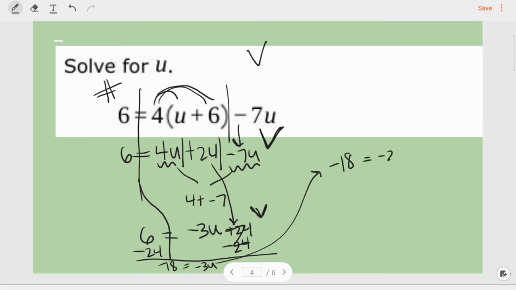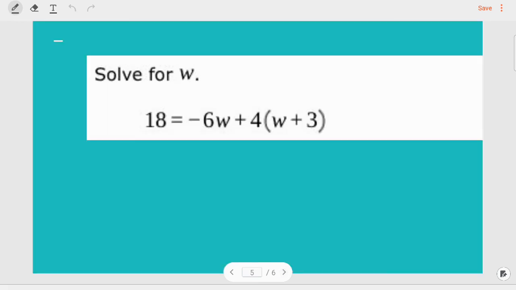I'm just recopying it so I have more room. How do I solve from here? Remember, this is multiplication, so to undo, I'm going to use division. Negative 18 divided by negative 3 is a grand total of 6, so u is equal to 6, and that is my final answer. I want to try one more with you before I give you one to do on your own, because I want to remind you about what you are distributing.